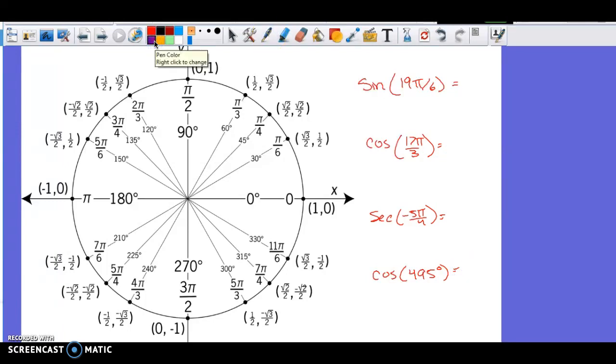Okay, so sine of 19 pi over 6. 19 pi over 6 isn't on this, so I can either subtract 2 pi until I get something that is on the unit circle, or I can count. I'm just going to do the counting patterns. So from 11 pi over 6, I would need to add 2, so that would be 13 pi over 6. Then I need to add 4, 17 pi over 6, add 2, you're here. So sine is the y value, so that's negative 1/2.